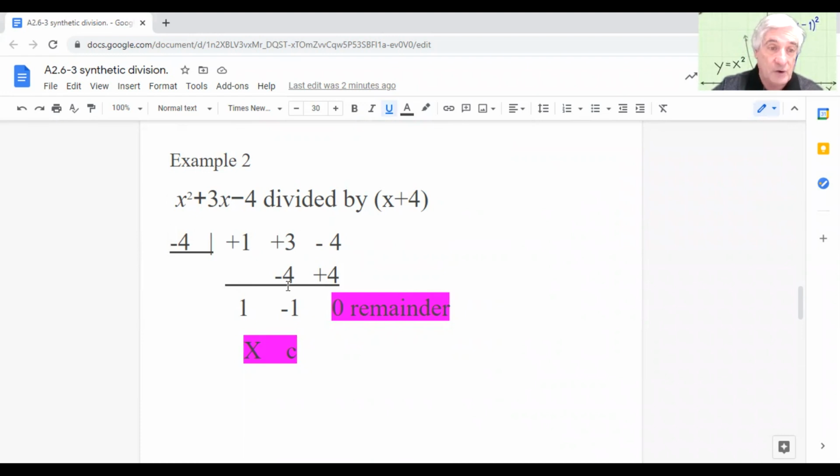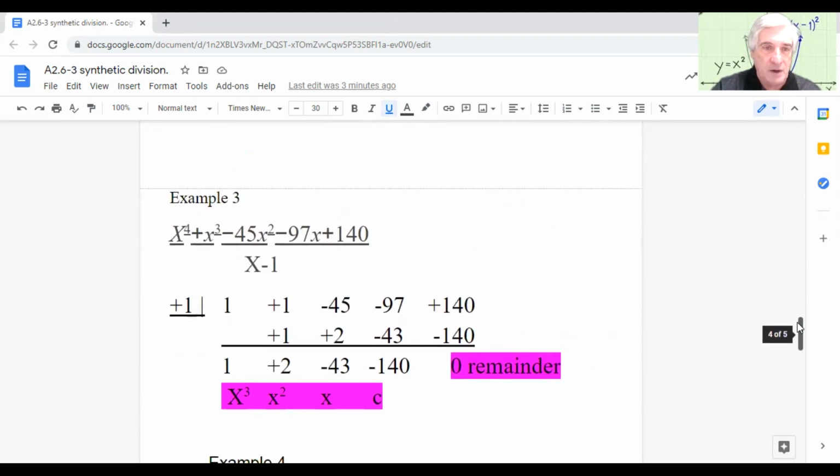Plus 3 minus 4, y'all got that in 7th grade. It's a negative 1. Negative 1 times negative 4 becomes a plus 4. And sure enough, we got a 0 remainder. And this was the X squared, the X, and the constant term. So 1 less than that. This is the X term and the constant term. So we now know the 2 factors of that polynomial are X minus 1 and X plus 4. If it didn't go evenly, then X plus 4 is not a factor.